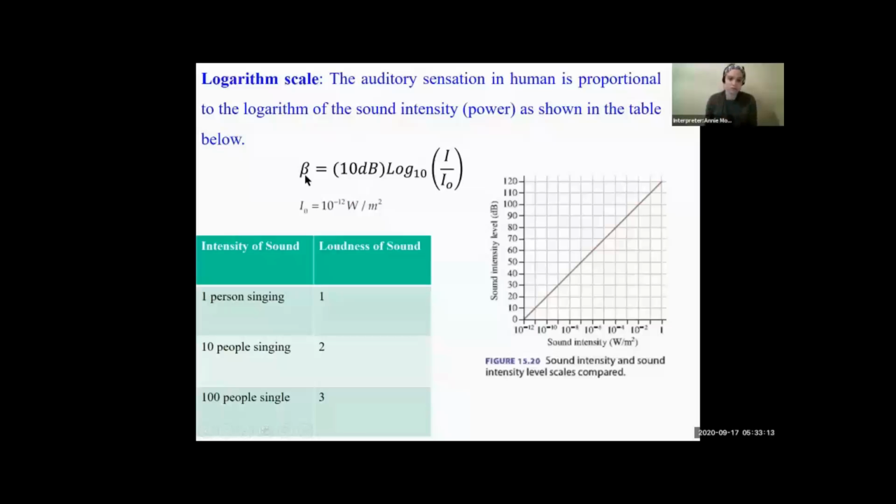And that's the thing we hear actually. We can detect, we can distinguish. Okay, so what is I naught here? I naught is called the threshold of hearing. That's the minimum intensity that our human ear can detect. That's what we call the threshold of intensity. And we know that number exactly. It's a very low intensity. It's 10 to the power negative 12 watts per meter square.